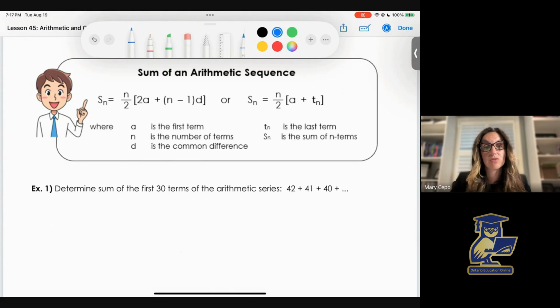Now, a modification of that formula is for when you're given the first term of the sequence as well as the last term. In that case, the formula is S subscript n is equal to n divided by 2 times bracket a, that first term, plus the last term, t subscript n.